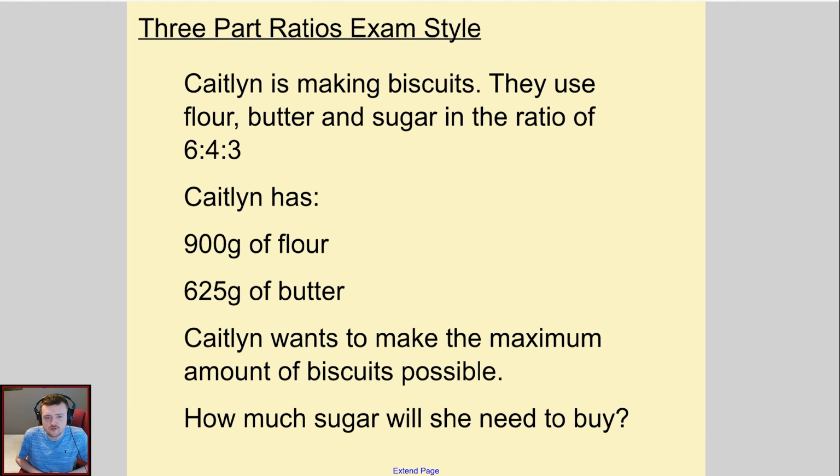Caitlin has 900 grams of flour and 625 grams of butter. Caitlin wants to make the maximum amount of biscuits that is possible. How much sugar will she need to buy? So with most functional skills questions, this is multifaceted. There's multiple things you've got to do. But have a think. We've been given some stuff and some elements have changed. Okay. How much sugar do you think we're going to need to buy? Have a think. Pause the video. Come back in a few seconds. I will explain it and all will be revealed.